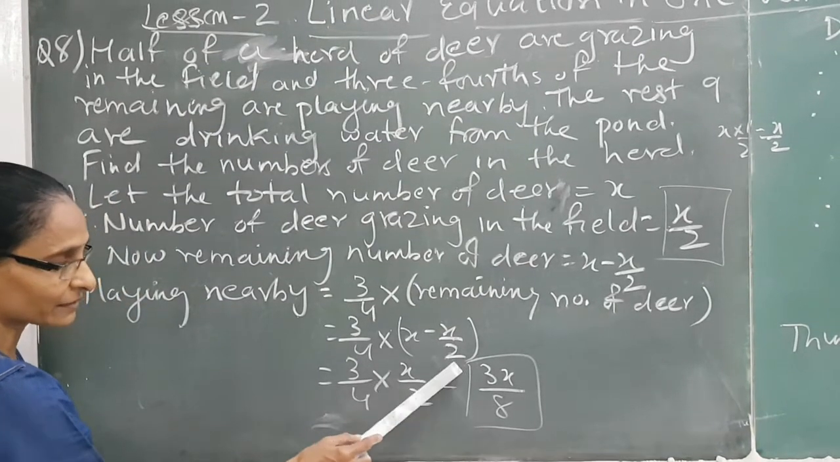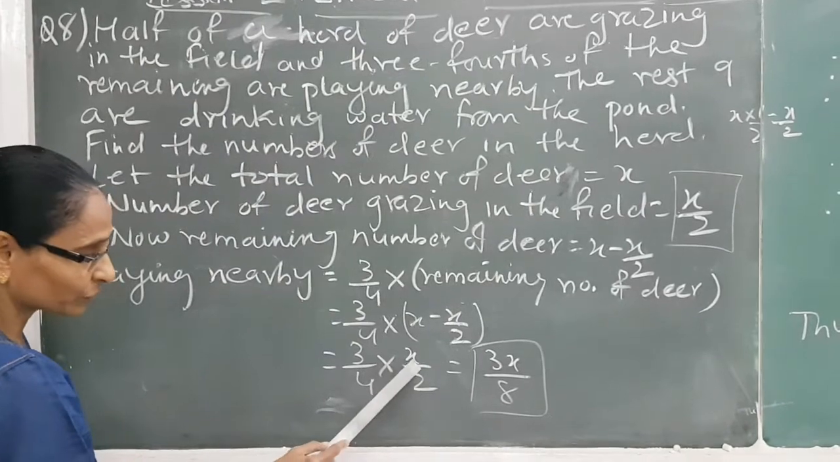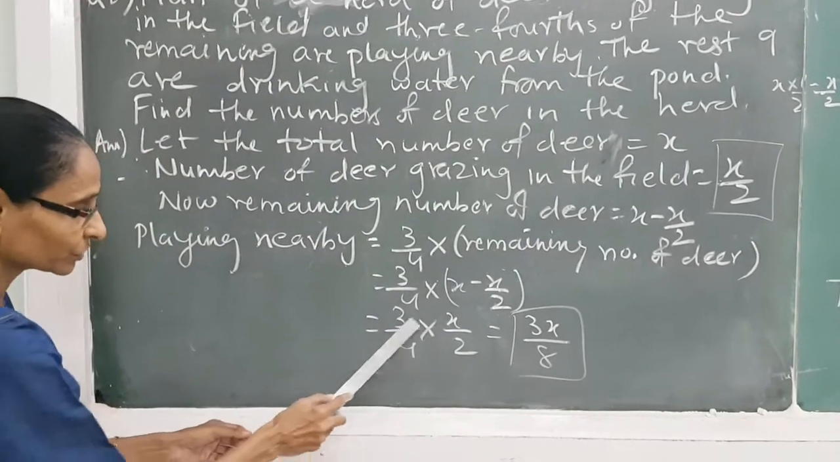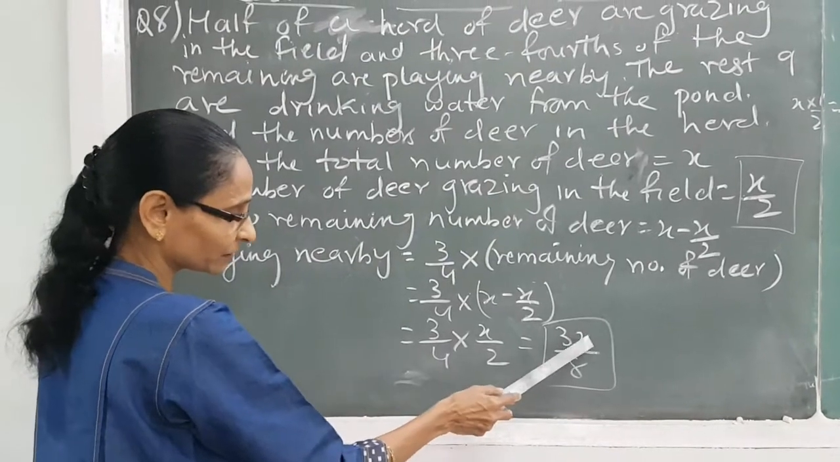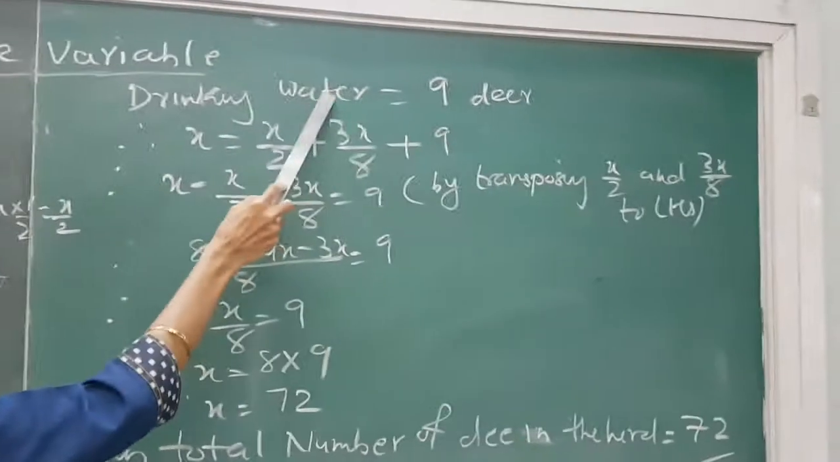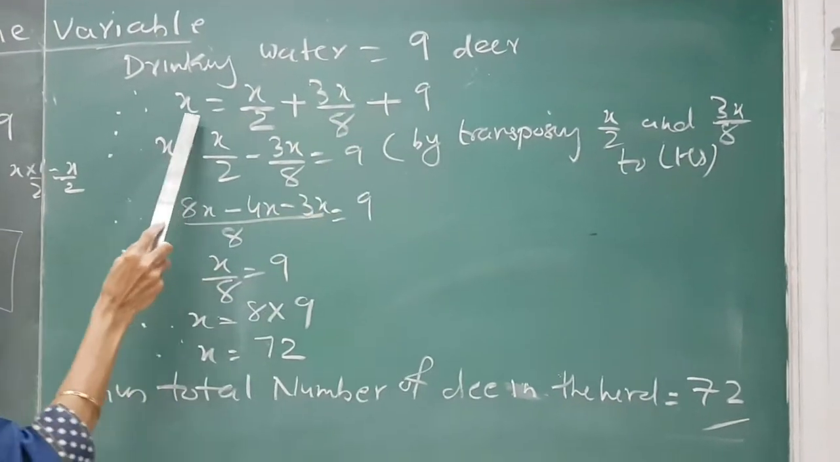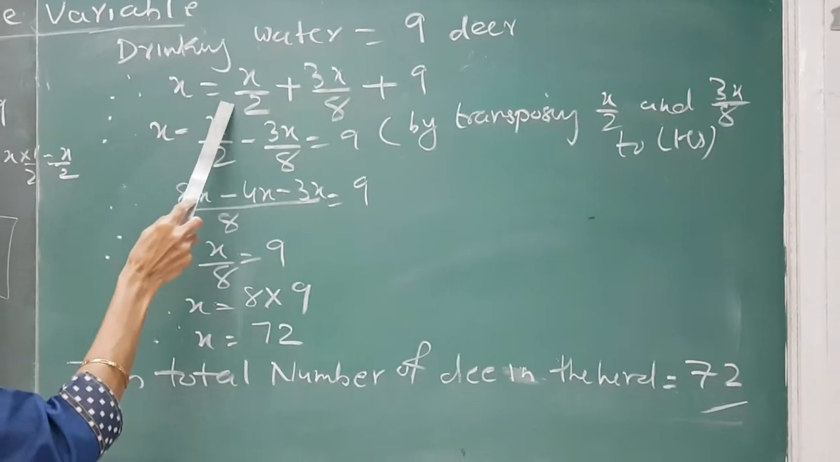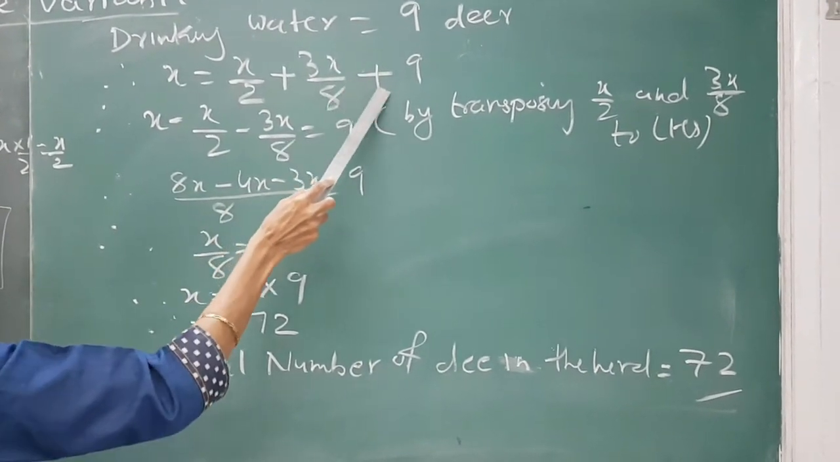After finding the LCM, which is 2, it will be x upon 2. So 3 into x is 3x, 4 2s are 8. So it will be 3x upon 8. Now the number of deer drinking water is 9. Therefore x, the total number of deer, is equal to x upon 2 plus 3x upon 8 plus 9.